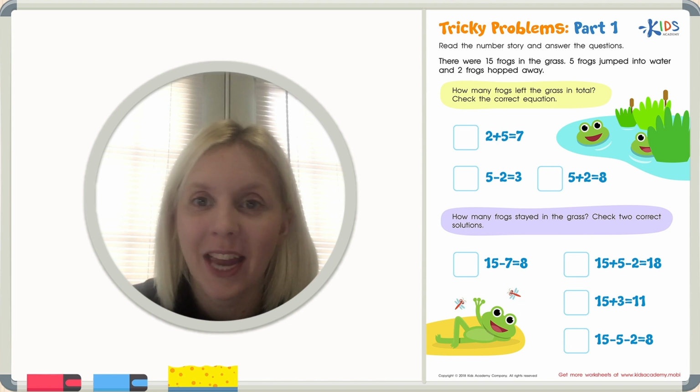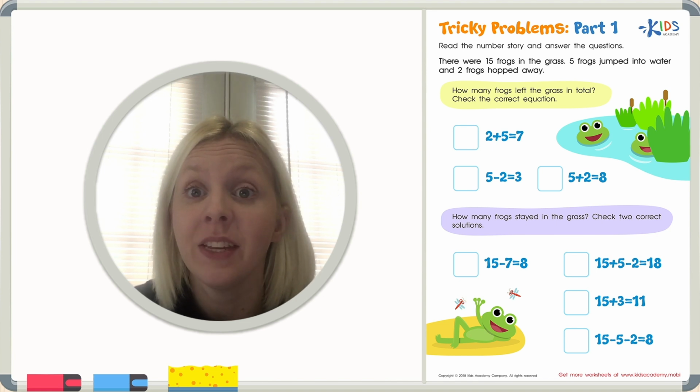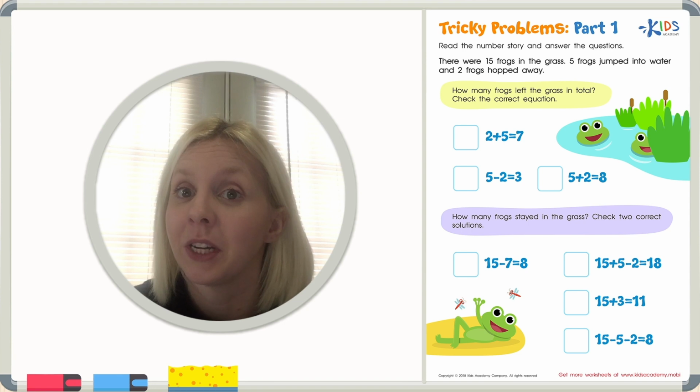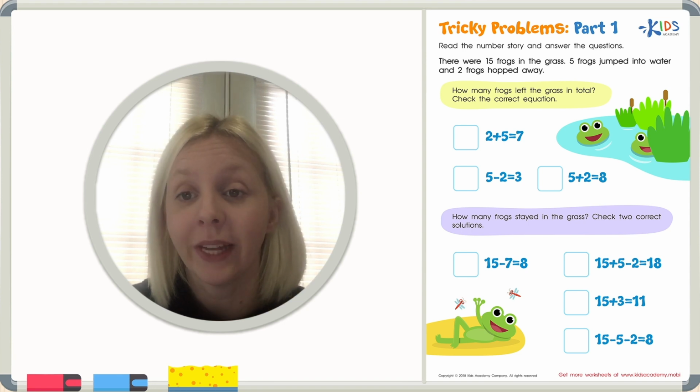Hello, I am so excited to be with you today. What we have is a new worksheet that combines two of my favorite things. It combines reading with math, and these are called word problems. And we've got some tricky word problems for us today, but I know that you guys can do it because you are so smart. So let's get started.